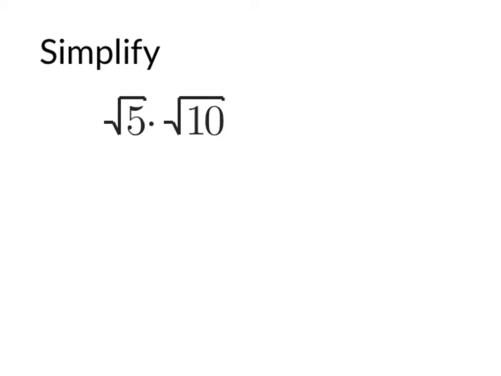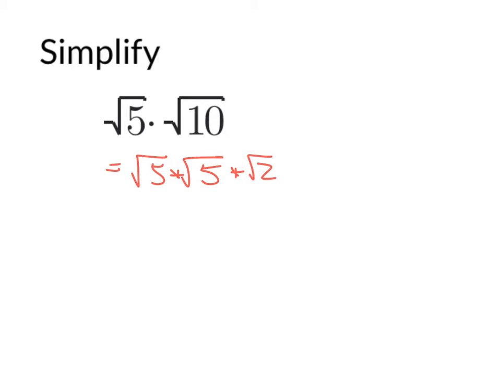But what about when we're multiplying two square roots together? If we look at the square root of 5 and the square root of 10, we can't find perfect square factors for either of those. For instance, square root of 5 would just be square root of 5. And the square root of 10, well, that's 5 times 2.